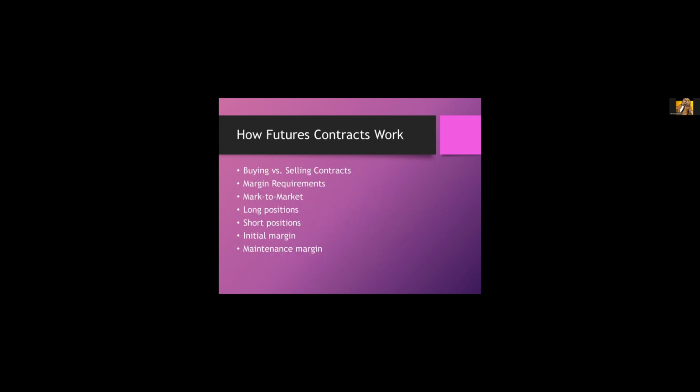So futures contracts and how they work. Same way you trade stock and options, you can buy and sell the contracts. So you can go long and you can short. That's pretty much the two different ways that you could trade this.